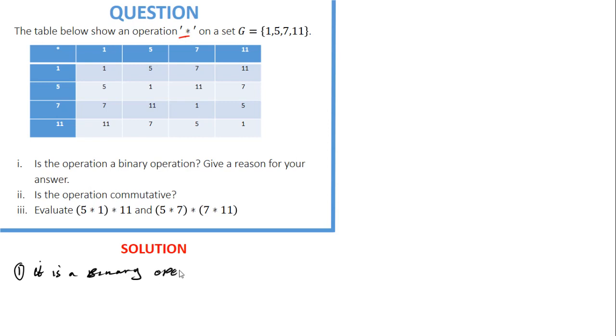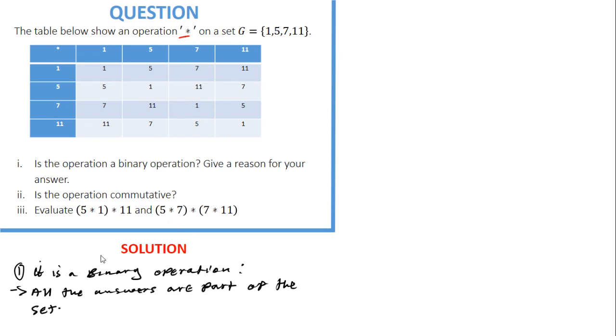So why is it a binary operation? The reason is very simple. All the answers are part of the set. For an operation to be a binary operation, the product must be within the set. So in this case, you need to find that all the answers are part of the set.